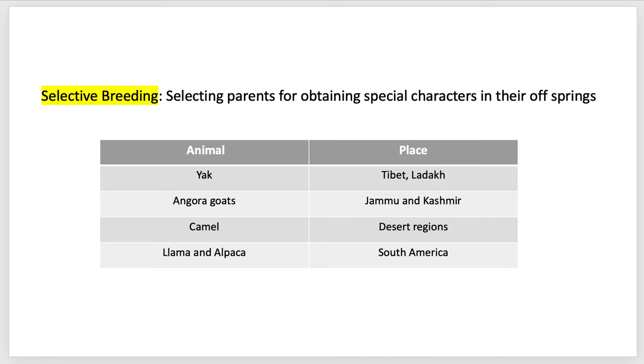So this is called selective breeding, selecting parents to obtain special characters in their offsprings. Offsprings means children. Special characters here would be the fine hair that grows on sheepskin that is used to make wool. So if we choose the best two sheep to be the parents of many other sheep, then their kid sheep will also have extremely good characteristics, extremely good hair. So this is called selective breeding.